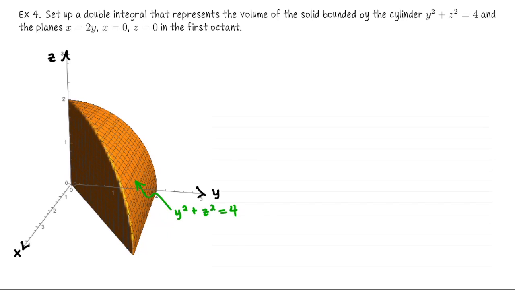The plane x equals 2y is going to be a plane that sits directly above the line x equals 2y in the xy plane because z is arbitrary. So we imagine taking that line and just stretching it up and down. So that's here.